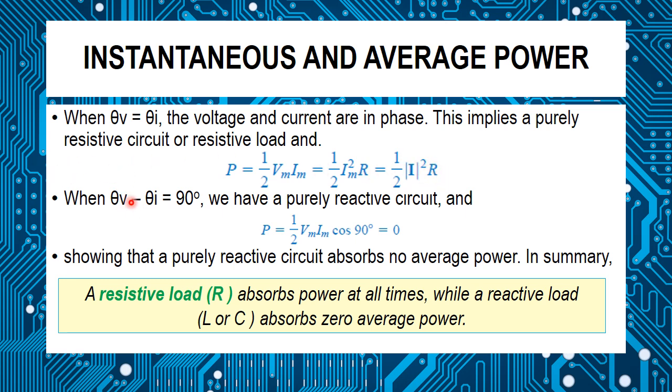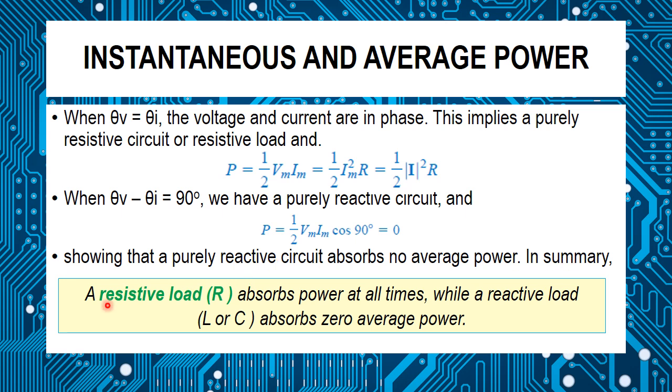And when theta V minus theta I is equal to 90 degrees, we have a purely reactive circuit. So our formula would be 1/2 VmIm cosine of 90 degrees. So theta V minus theta I is equal to 90 degrees. We have cosine 90, and cosine 90 is equal to 0. So this means that we have a purely reactive circuit, and it absorbs no average power since we have computed here that P is equal to 0.